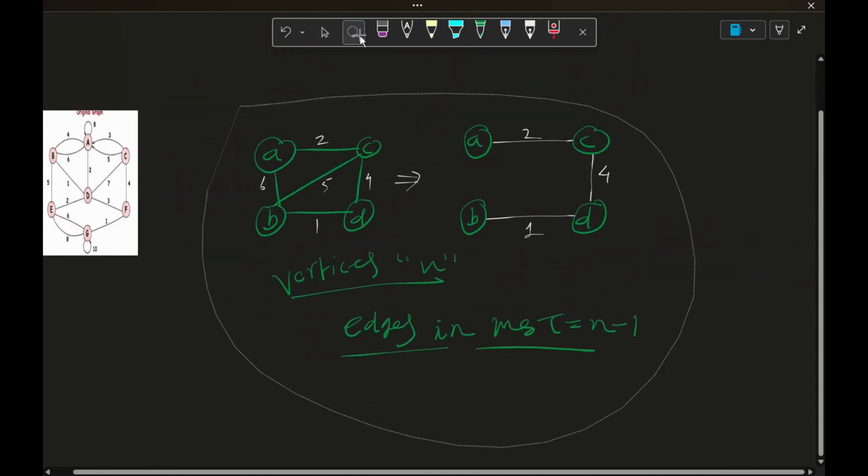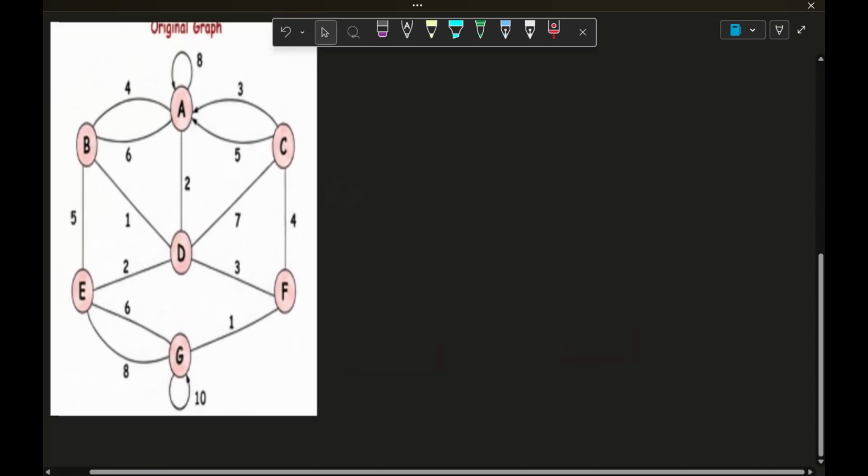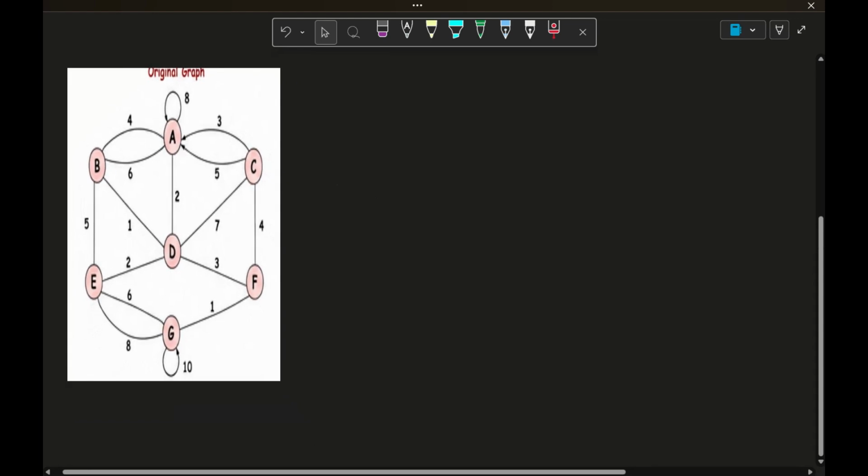So let me just erase this. So this was your given graph. Let's say this is the problem we have, and for this problem we have to find your MST. So very first step is what? Step 1, remove all the self loops and parallel edges.